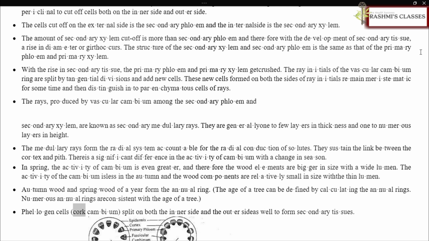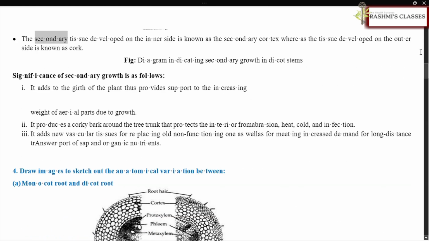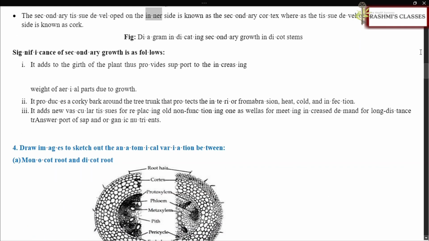Phellogen cells, the cork cambium, split on both the inner side and the outer side to form secondary tissues. The secondary tissue developed on the inner side is known as the secondary cortex, whereas the tissue developed on the outer side is known as cork. Fig. Diagram indicating secondary growth in dicot stems.